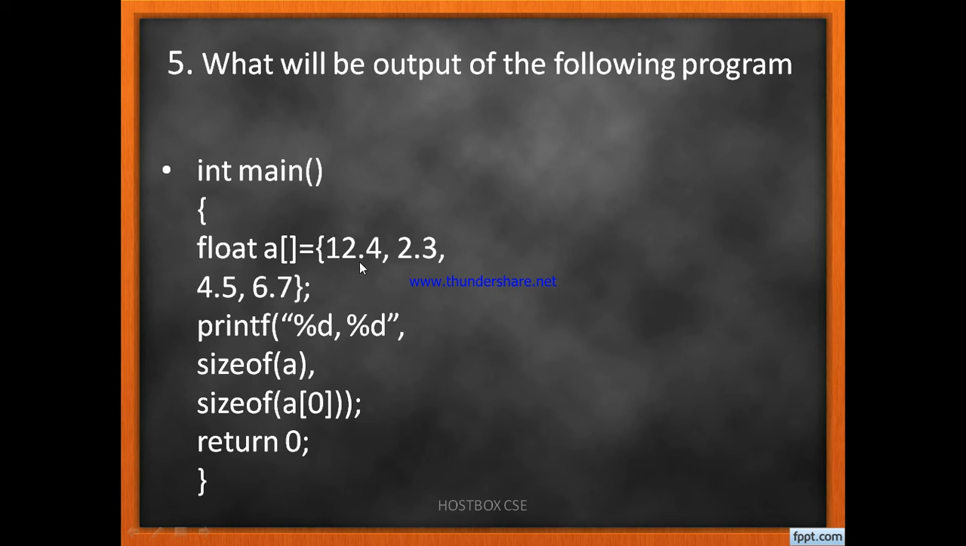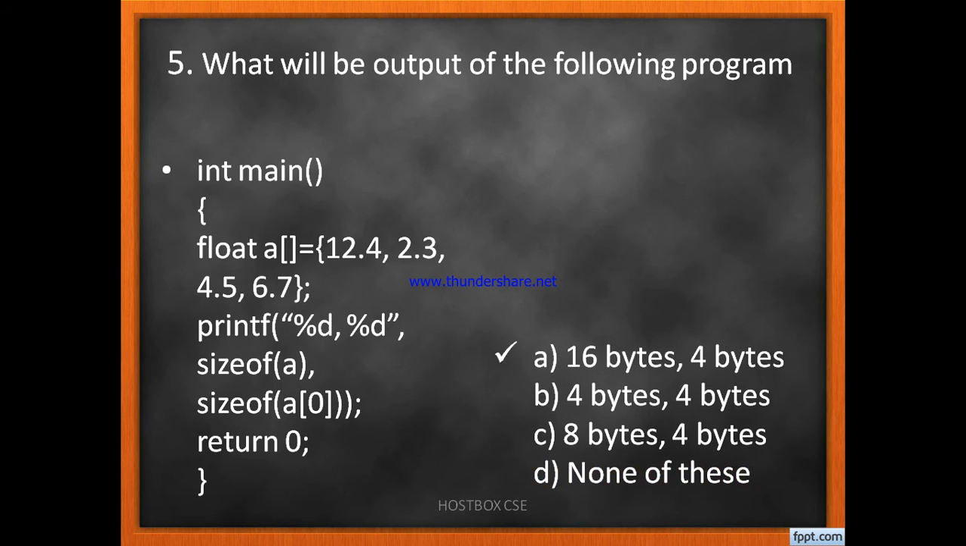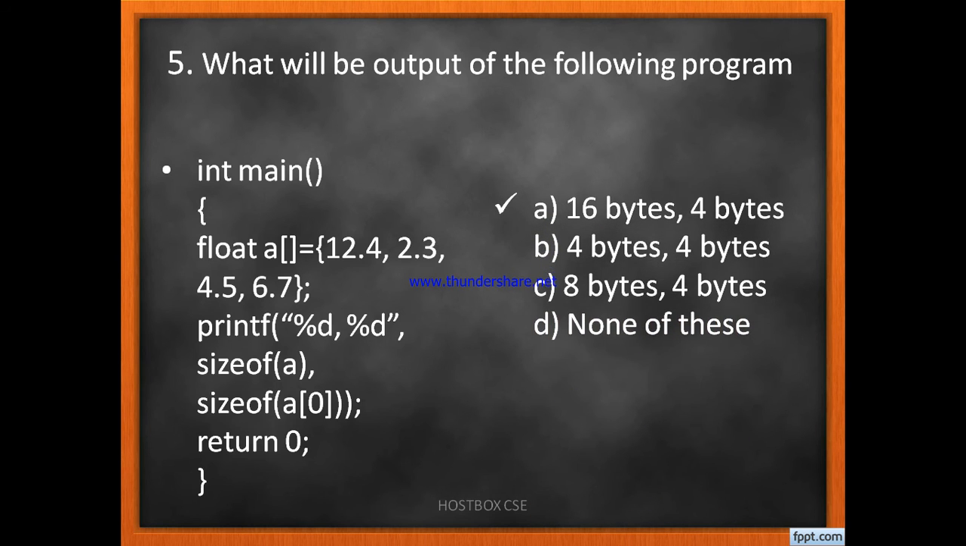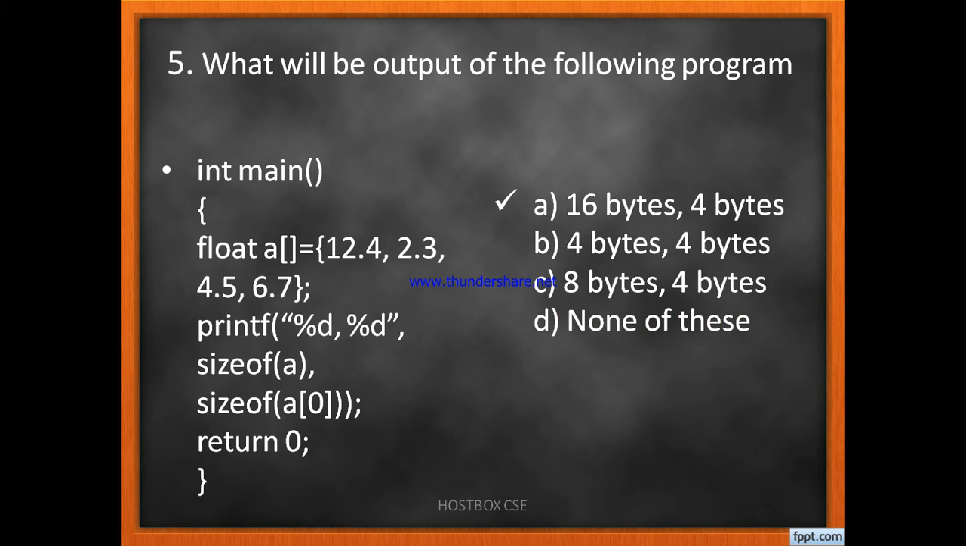So how many elements here? 1 2 3 4, totally 4 elements there. So you can see the 4 answer options here. Option A is given 16 bytes, 4 bytes. Option B is given 4 bytes, 4 bytes. Then 8 bytes, 4 bits. Or the last one, none of these. I am going to pick the answer A.